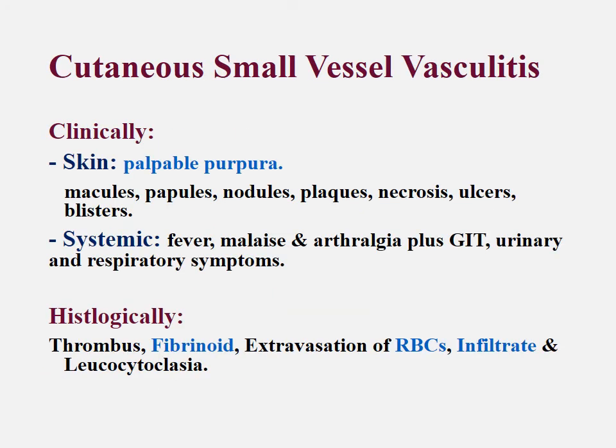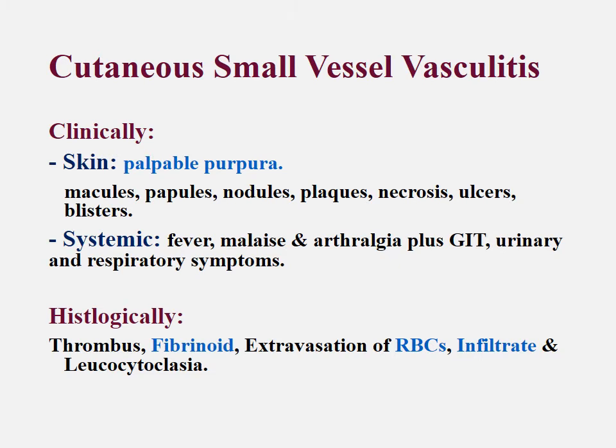Cutaneous small vessel vasculitis clinically manifests with palpable purpura. This is very important. You have to touch and feel the purpura. If the purpura is not palpable, then it's not vasculitis. If it's just macular purpura, this is most probably related to platelet abnormality or to capillary fragility. And with this palpable purpura, we can see all forms of skin lesions: macules, papules, nodules, plaques, necrotic areas with ulcers and blisters.